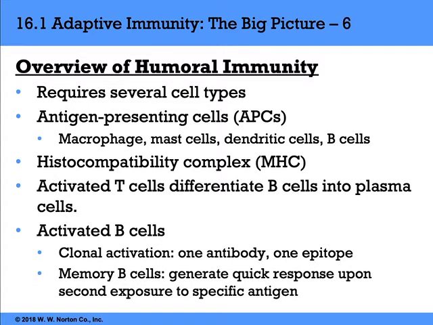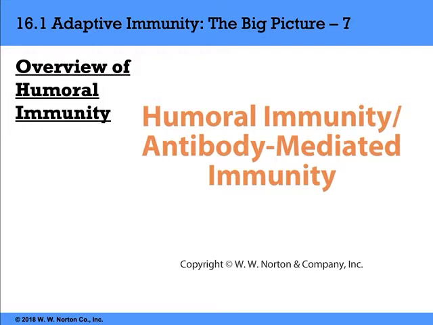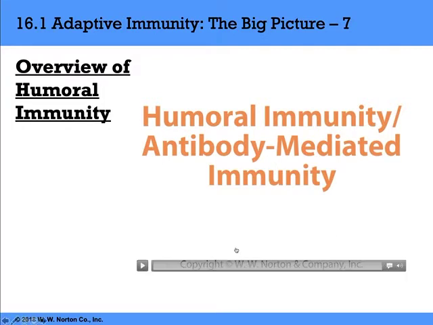Humoral immunity requires the antigen-presenting cell, which would be a macrophage, a mast cell, a dendritic cell, or in some cases a B cell, an MHC complex, activated T cells to differentiate B cells into plasma cells, and activated B cells, which generate an antibody that recognizes a particular epitope on an antigen. And during that process, memory B cells are produced that can spring into action in the event that we encounter that antigen again. Okay? So let's look at humoral and antibody-mediated immunity.